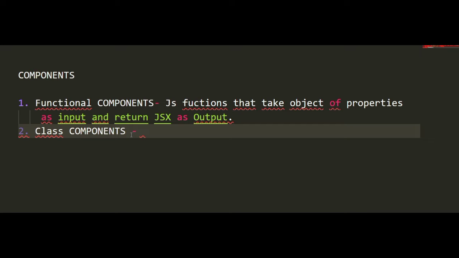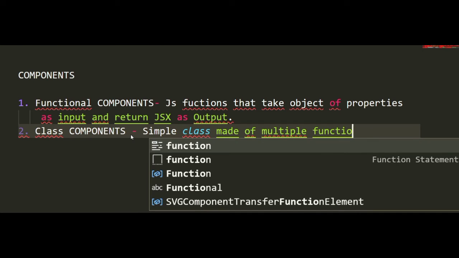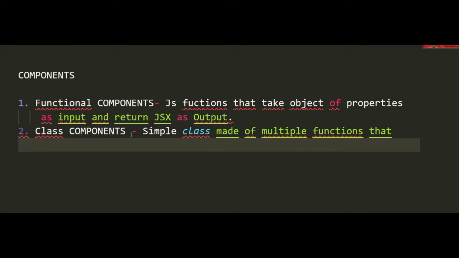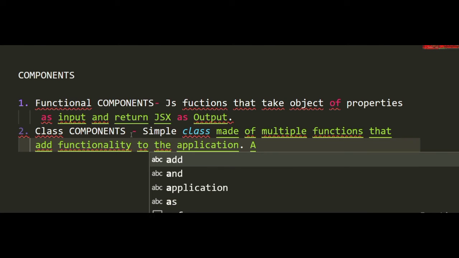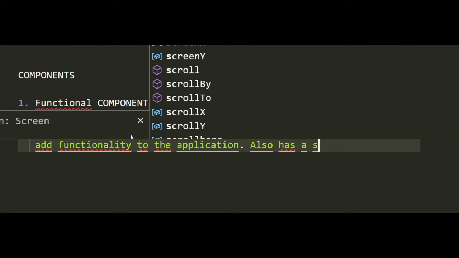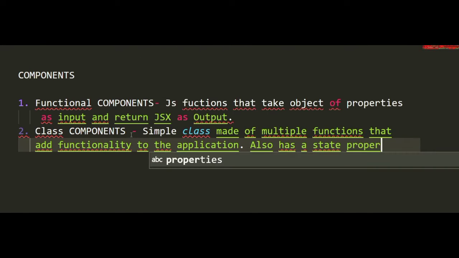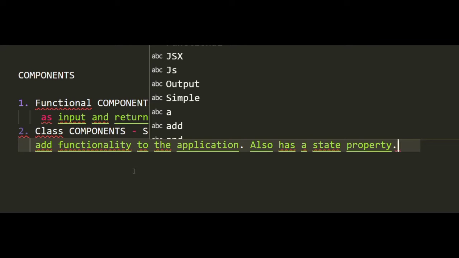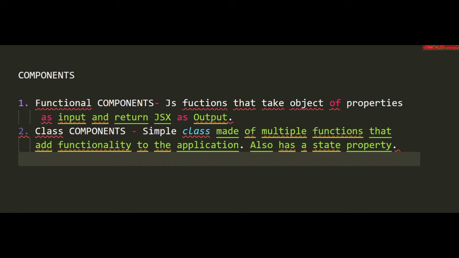In the last video, we saw a brief introduction of functional component. Now, class components are simple classes made of multiple functions that add to the functionality of the application. They extend React component, create a render function which returns a React element. They also have a state property. State is basically an object that includes any data that the component needs. We will discuss state later in our videos.